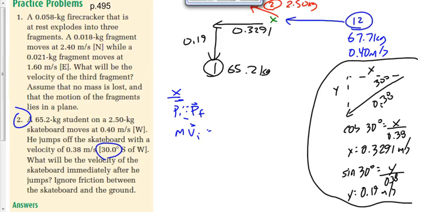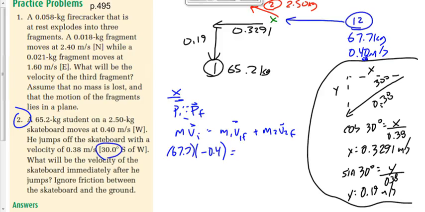Okay, for the final, now we've got two objects, right? We've got M1 V1 final plus M2 V2 final. And total mass here is 67.7 times V1I, which is negative 0.4. Why is it negative? Connor, why is it negative there? The 0.4 meters per second before the collision takes place, or the explosion, I should say. Matt, why is that negative? Yeah, because it's going to the west, in the negative direction to the left.